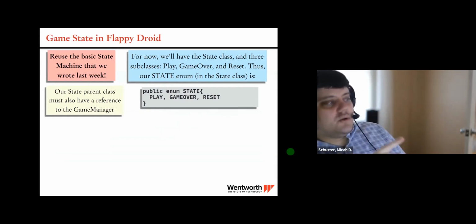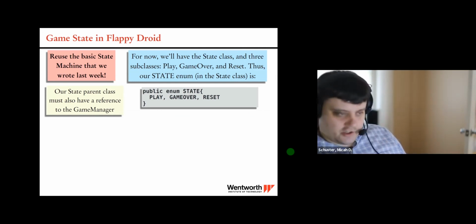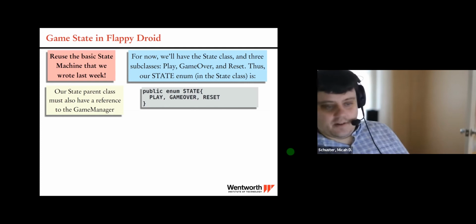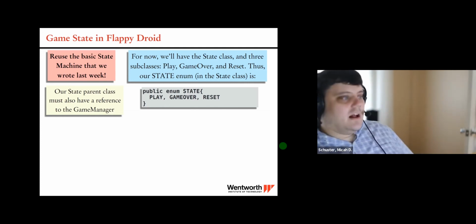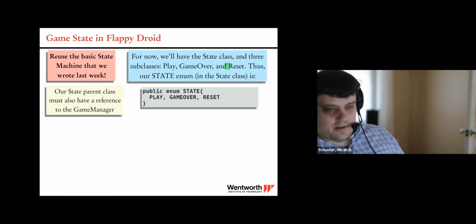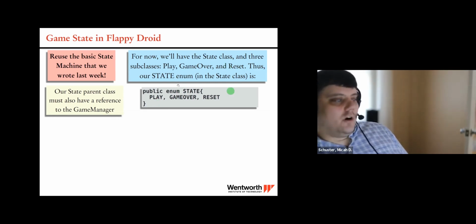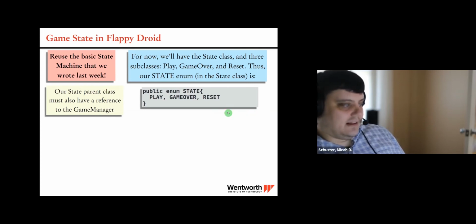All right, so we're going to use that state machine from last week. That's the one that I posted along with these slides. And if you want to use your own version from last week, that's fine. At the beginning of class, of course, I cleaned it out a little bit. In the slide here, I say play, game over, reset. We'll probably nix the reset for the lecture, but it's something that you should be able to add in relatively easily. So our enum is going to look something like this. I'll just do play and game over for now in our main parent class.